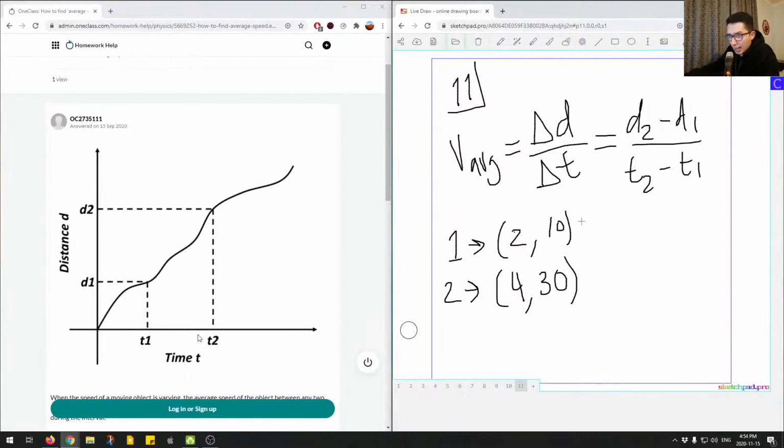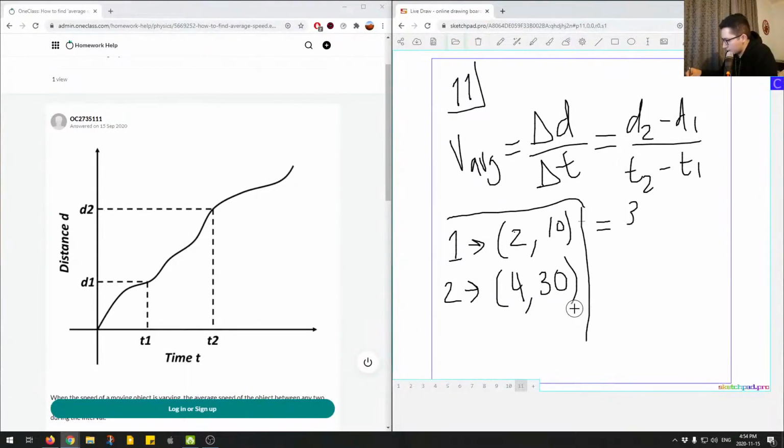We can see because the x coordinate is time, so at time equals 2 seconds and 4 seconds, and then the y axis is distance, so at distance 10, let's say meters, and 30 meters. So we'll plug these in. Let's draw a line here.